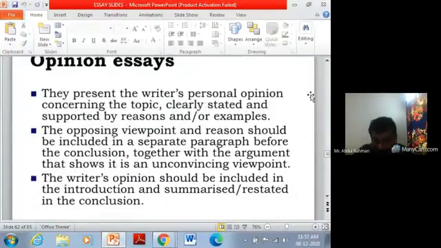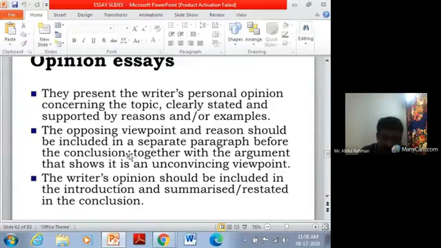They present the writer's personal opinion regarding any topic. That should clearly be stated and supported by reasons or logical examples. The opposing viewpoints and reasons should be included in a separate paragraph before the conclusion. First, in this type of essay, you have the introductory paragraph where you have the topic sentence, thesis, and what is the problem. Then your opinion in favor of the topic, and then the last paragraph concerning the opposing viewpoint.